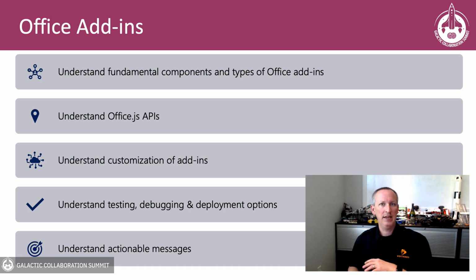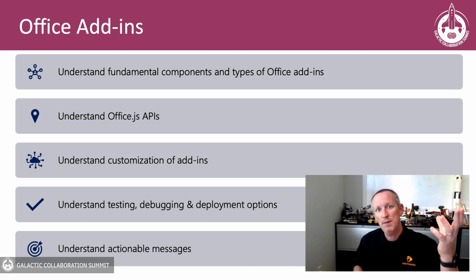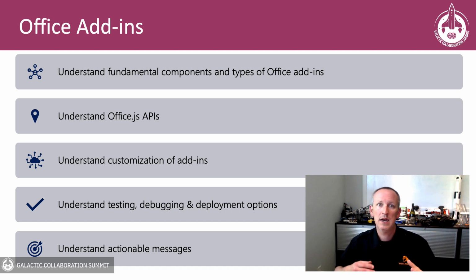How does my add-in communicate with the host Office client application? It does that using Office.js. How do you do that? How do you hook up to it? You need to understand those things. How do I customize add-ins? How do I add buttons to the ribbon? How do I get access to the information on the current email or a new calendar item that I'm creating or reading inside of Outlook?